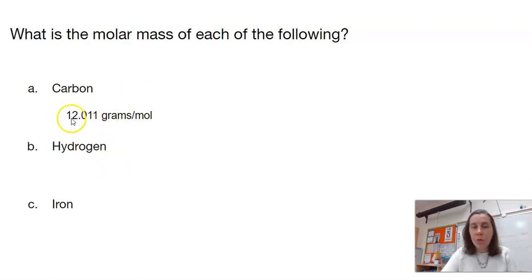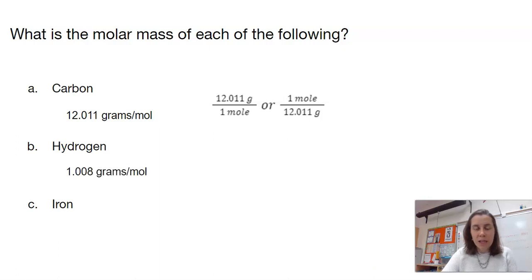Okay, and then a reminder back from earlier in the unit, if we have something that's grams per mole, that means we can write it as a conversion factor. So that means that there's 12.011 grams in 1 mole of carbon, or 1 mole of carbon is 12.011 grams. Okay, so just a couple more examples. You could even pause here and find the molar mass of hydrogen and iron, and then play it again and see if you got them right.